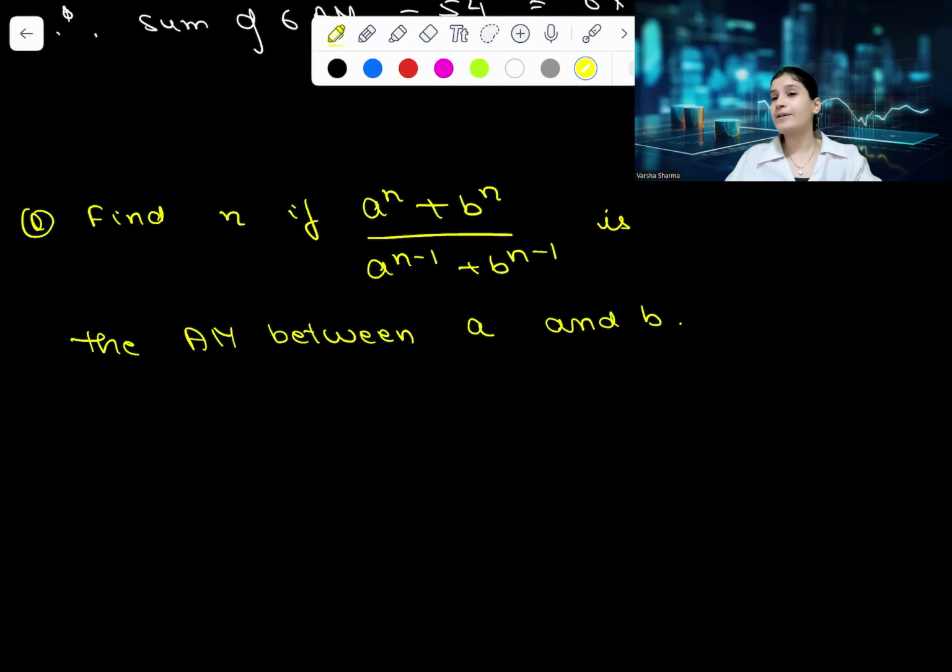What is the arithmetic mean between a and b? (a plus b) by 2. And I'm saying that this is the value that I should have. Equate them, find n.